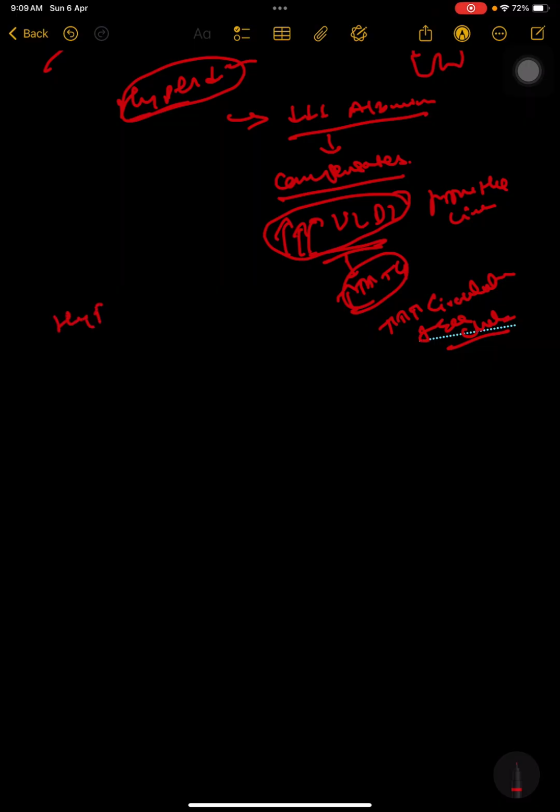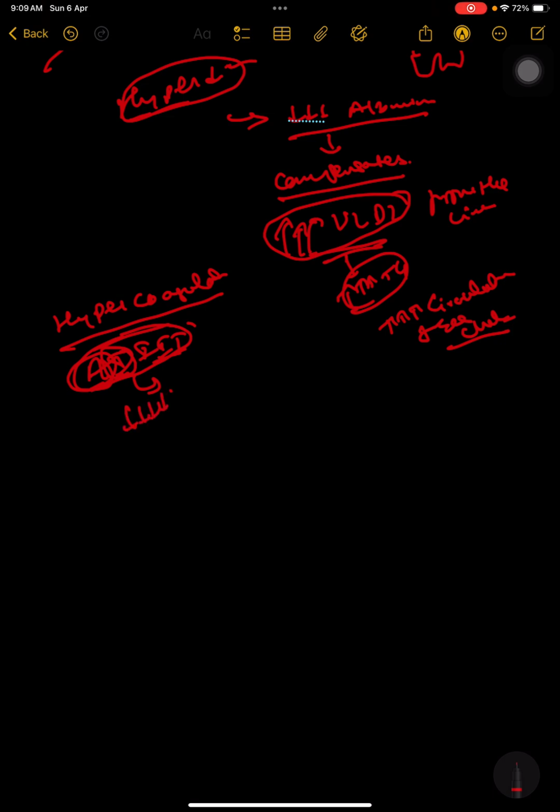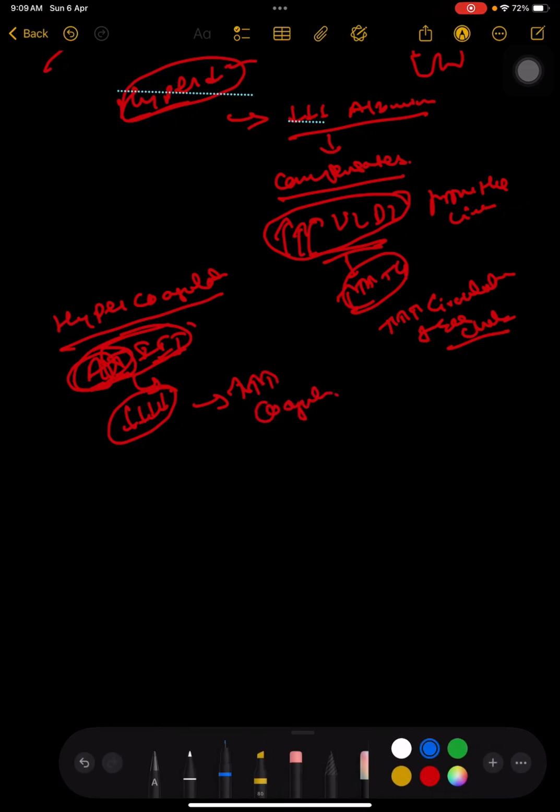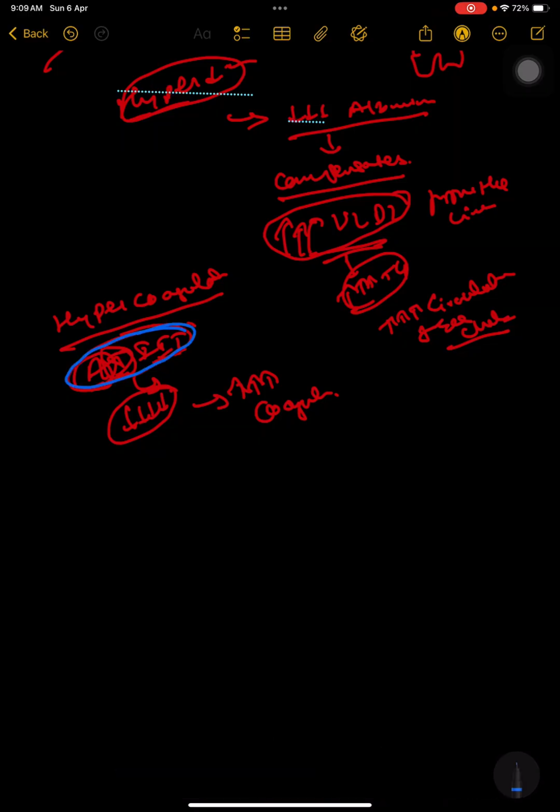And hypercoagulability. What happens is antithrombin 3 is lost. We all know antithrombin 3 means thrombin is a procoagulant, so if it's an anti, that means we are not allowing procoagulation to happen. So if antithrombin 3 decreases, what will happen? There will be more coagulation.